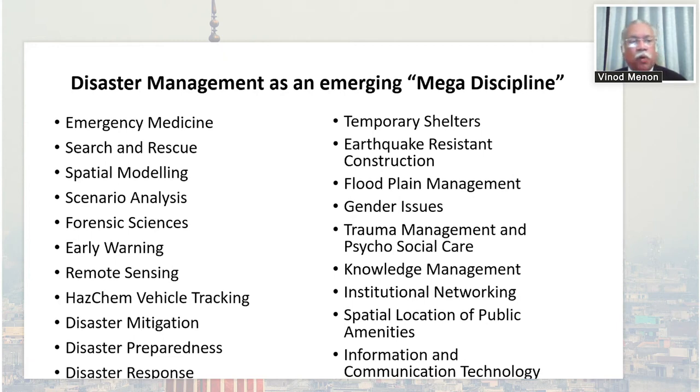Spatial modeling, scenario analysis, digital forensics, and forensic sciences for DNA and postmortem and those kinds of support services, early warning, remote sensing, hazard chemicals, vehicle tracking, especially for radiation or even nuclear waste dumping and those kinds of challenges, disaster mitigation, preparedness and response, setting up temporary shelters, multi-hazard resilient construction, floodplain management, gender issues and inclusion, trauma management and psychosocial care, knowledge management solutions, institutional networking, and using GIS for ideal spatial location of public service institutions, amenities and basic services, and the use of ICT, information and communication technology. These are some of the solutions which we need to bring in as a discipline.